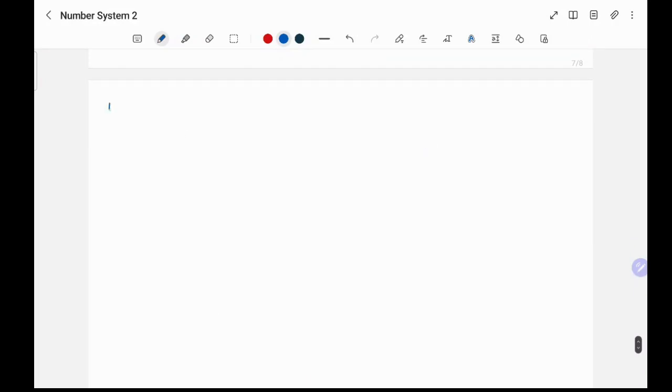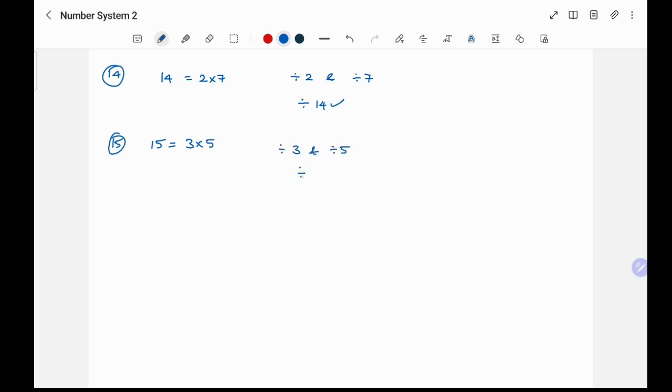Okay. Next we go to 14. So 14 is nothing but 2 into 7. So if the number is divisible by 2 and divisible by 7, then it is divisible by 14. So we can extend this to any number of possibilities. It is same for 15. 15 is again 3 into 5. So the number should be divisible by 3 and it should be divisible by 5. Then it is divisible by 15.